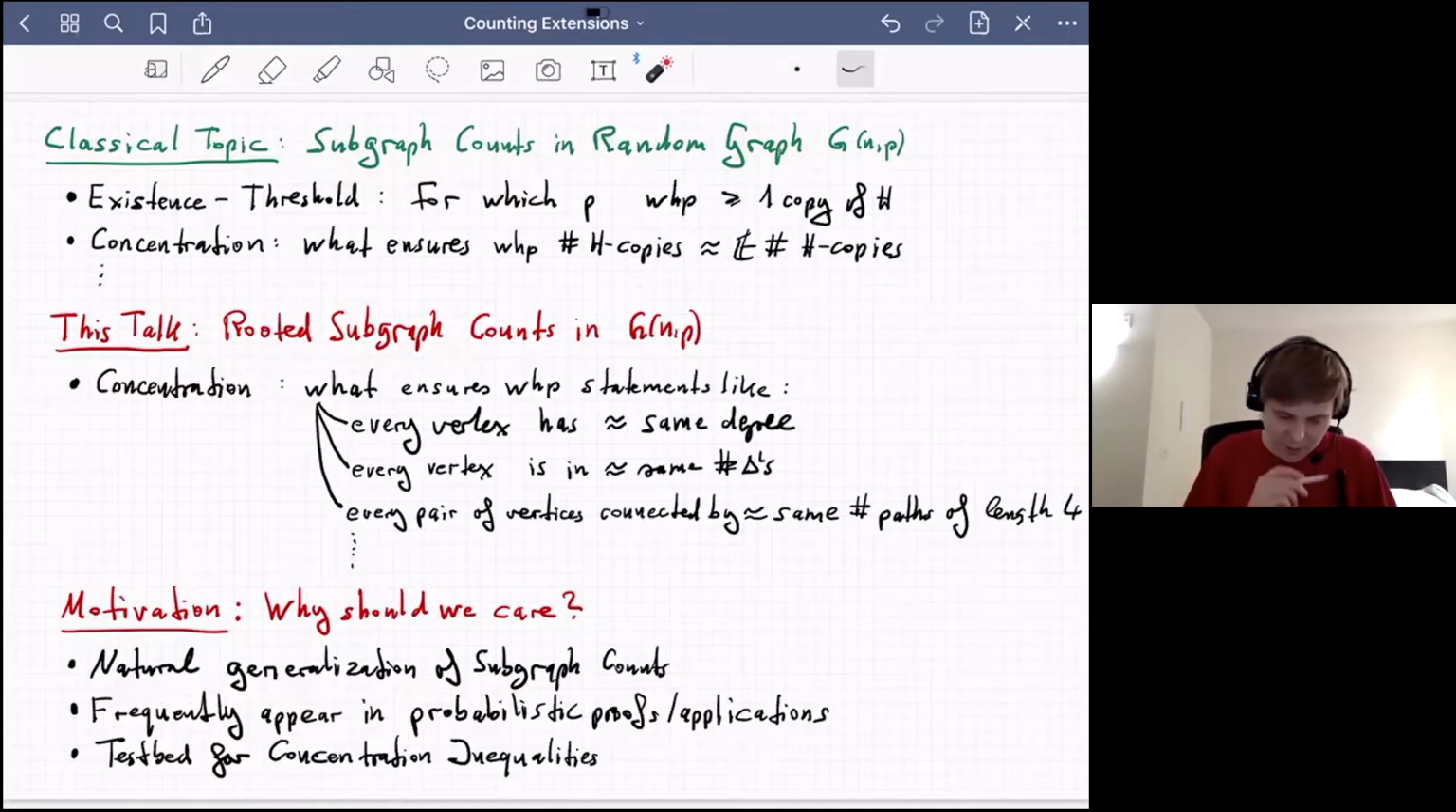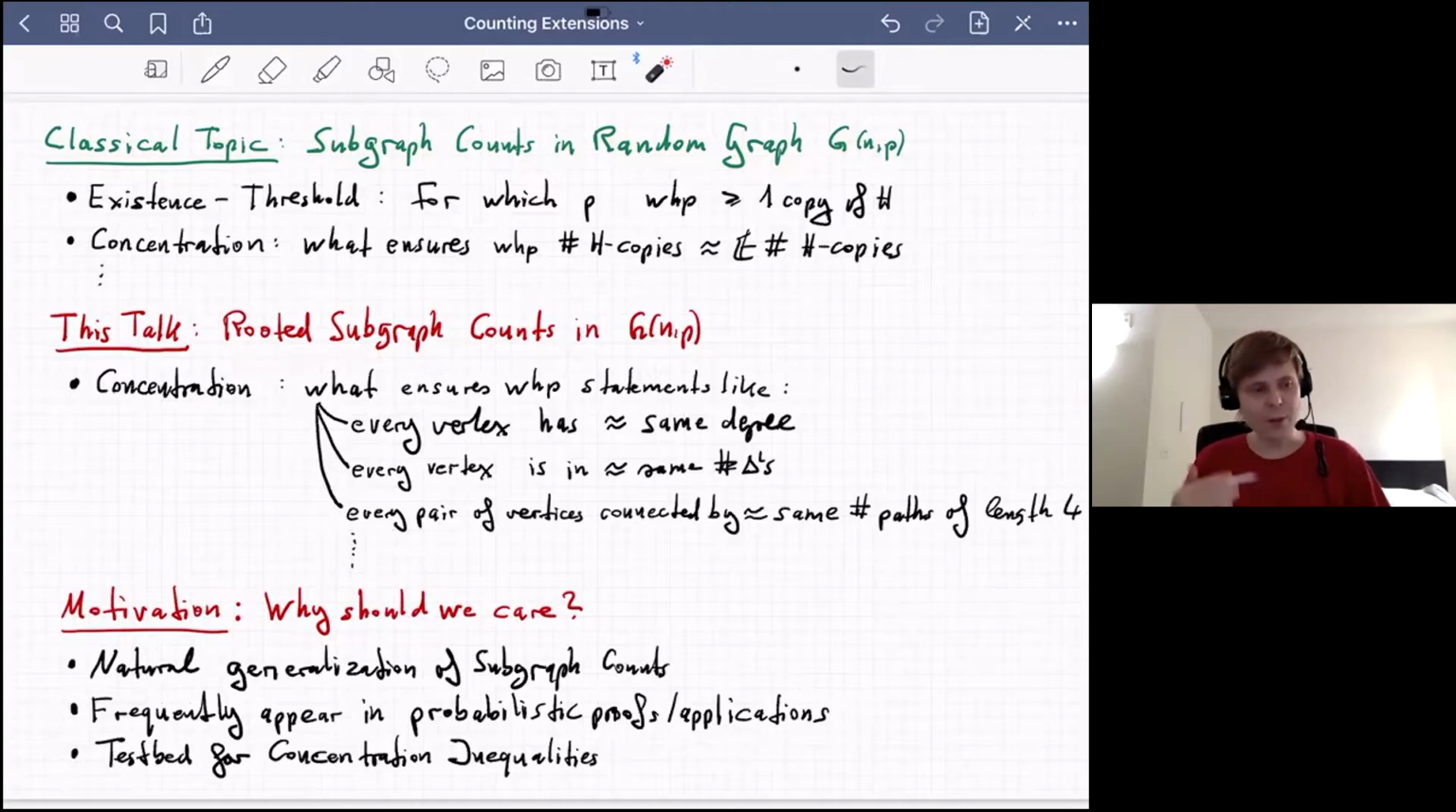The second motivation is that these rooted subgraph counts actually appear quite a lot inside the proof arguments of many results. One very classical topic where these kind of objects are important is the study of 0-1 laws in random graphs.